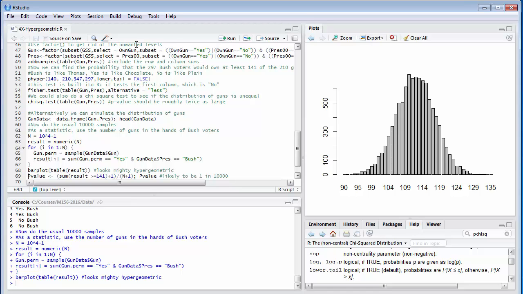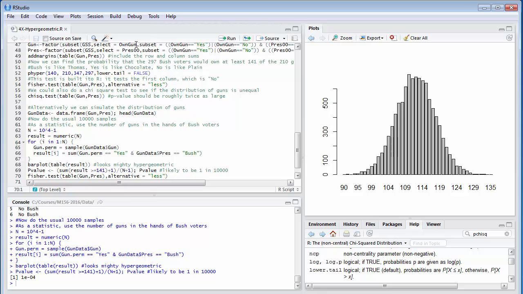And now we can ask, if we randomly assign the guns to voters, what's the probability that more than 140 of these guns show up in the hands of Bush voters? And the answer is about 10 to the minus 4th. Now you say, that's substantially different from 10 to the minus 7th. Sure it is. What this means is 10,000 times I tried scrambling these guns, and under no circumstances did I put more guns into the hands of Bush voters than the actual number that turned up in the hands of Bush voters. I'd have to do of the order of 10 to the 7th simulations in order to get the p-value that came out of the Fisher exact test.